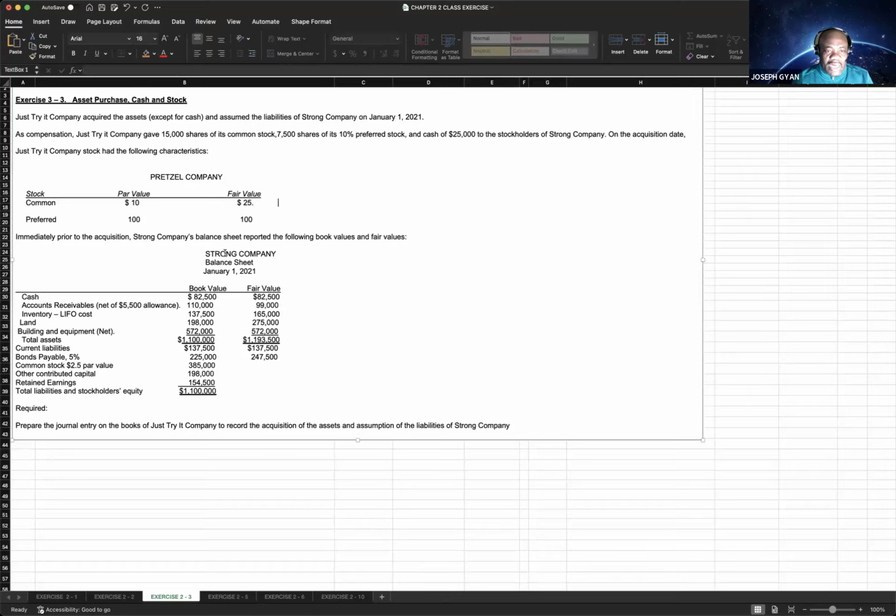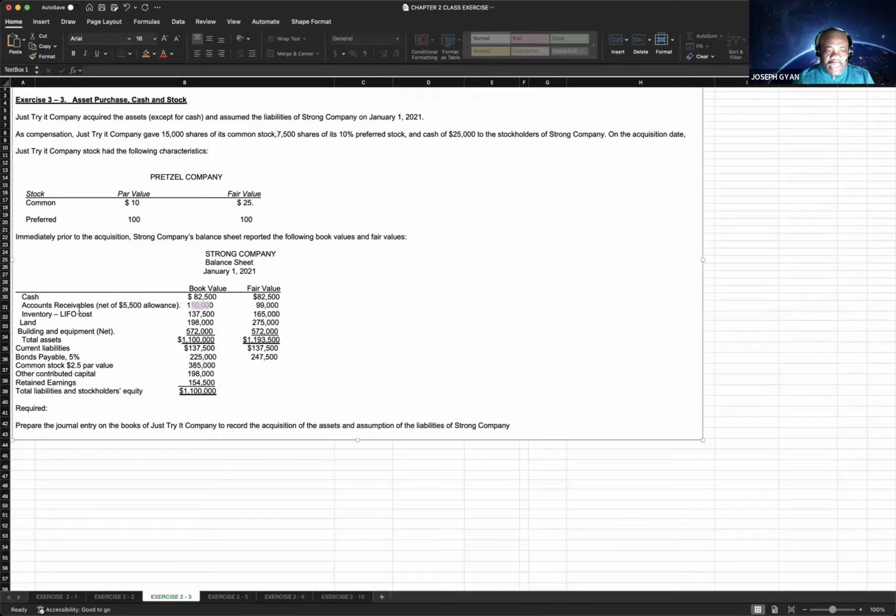And this is the Strong company, their balance sheet before the acquisition. They have cash of 85,500. The fair value is 85,500, because it's cash. Account receivable here is the net of account receivable. So the question is, what is the actual account receivable? Because this is the net. This is the net that gives 110. So we have to know what is the actual account receivable. And the market value of that account receivable now is 99,000.